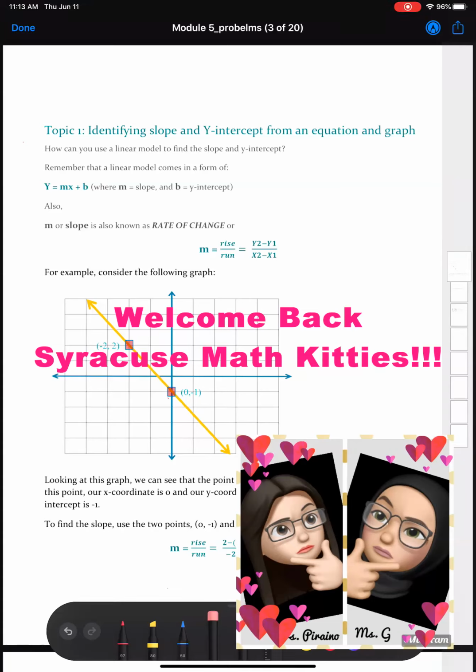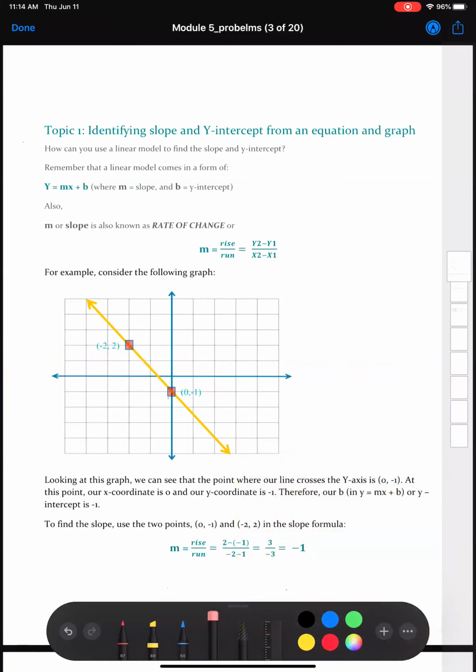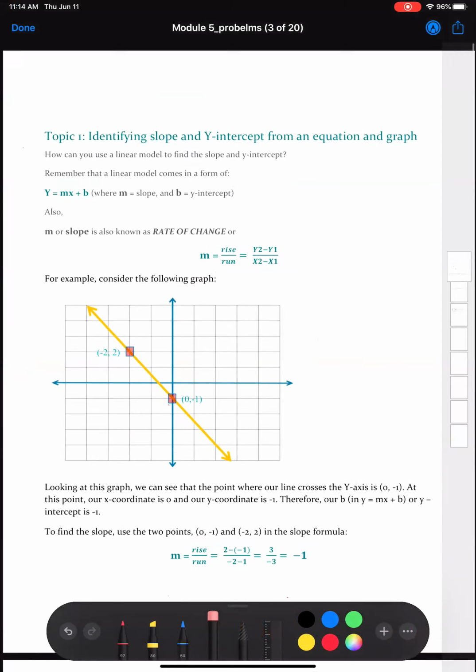This is our final module for this school year. This module is Module 5, and it's dealing entirely with linear equations, which is a complete review for you guys. As you can see, this module has 6 topics.